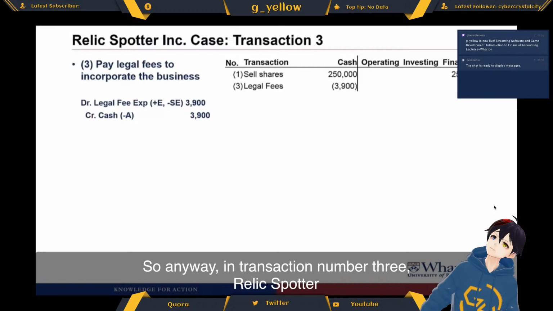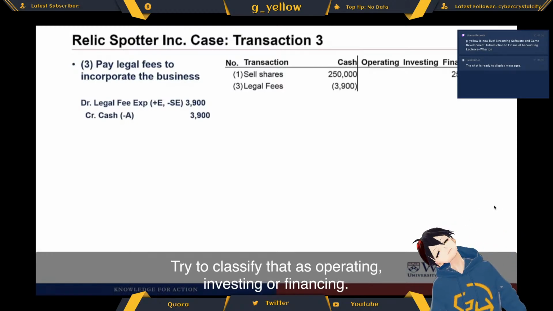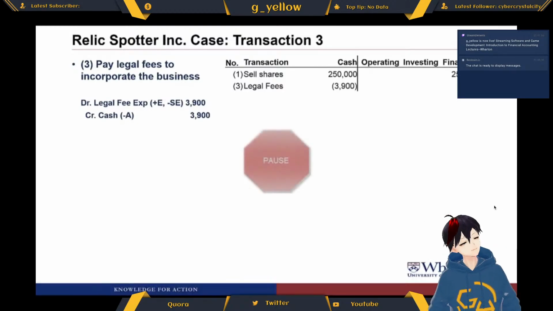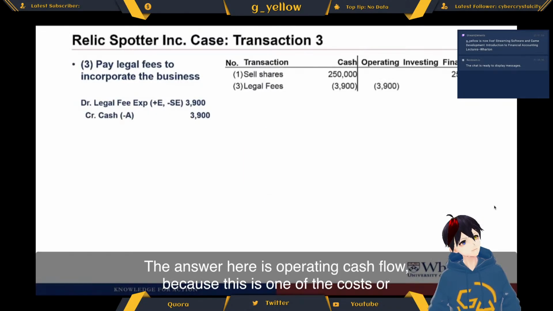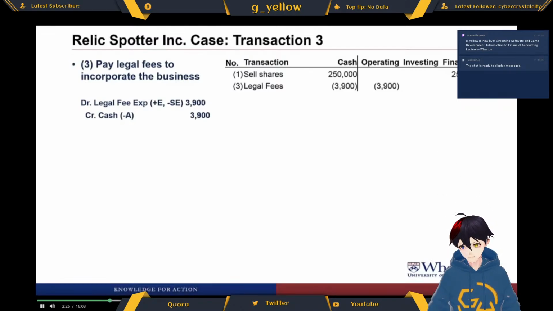So anyway, in transaction number 3, Relic Spotter paid $3,900 cash in legal fees to incorporate the business. Try to classify that as operating, investing, or financing. Operating. The answer here is operating cash flow because this is one of the costs or expenses that Relic Spotter needs to incur to run the business.